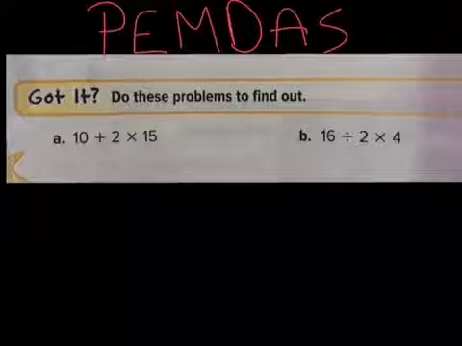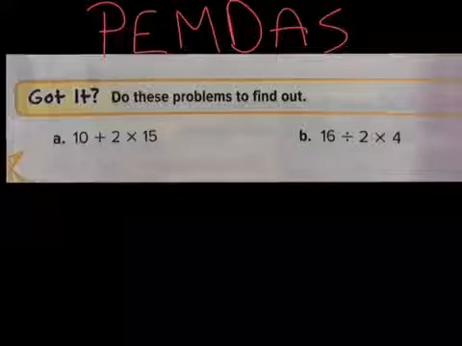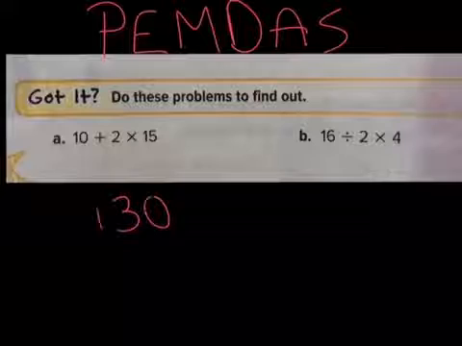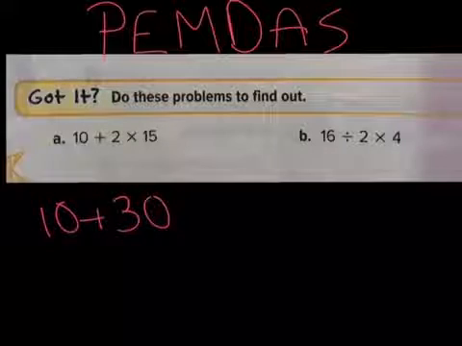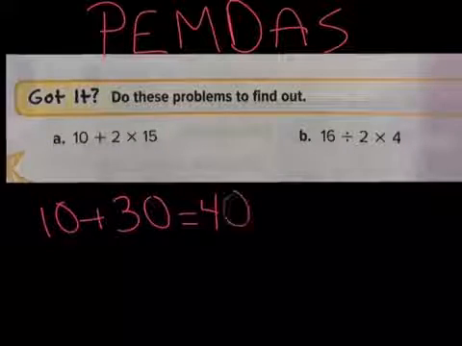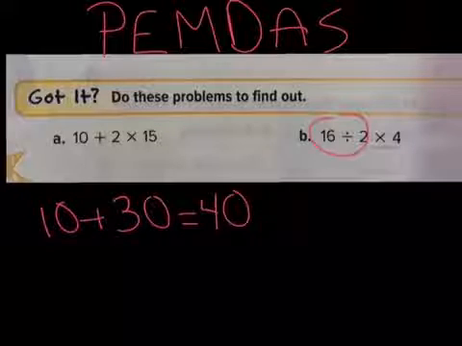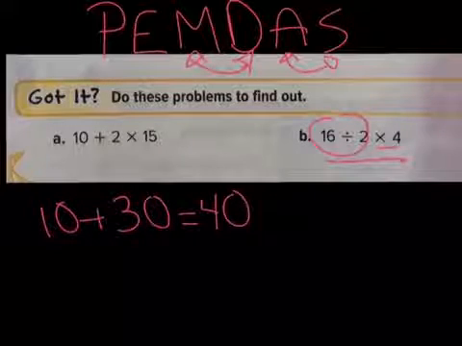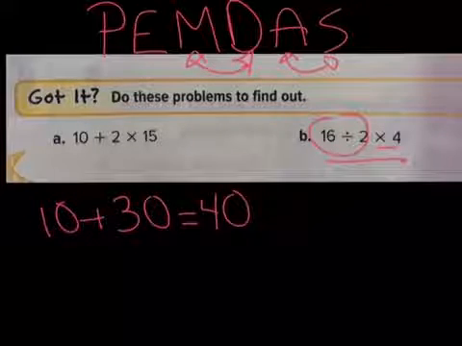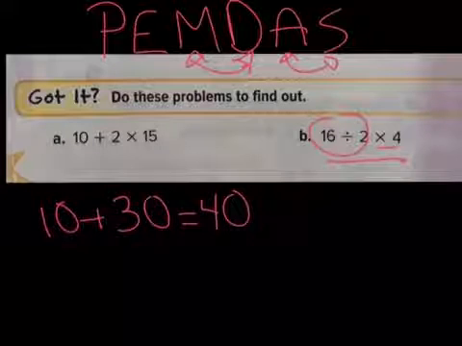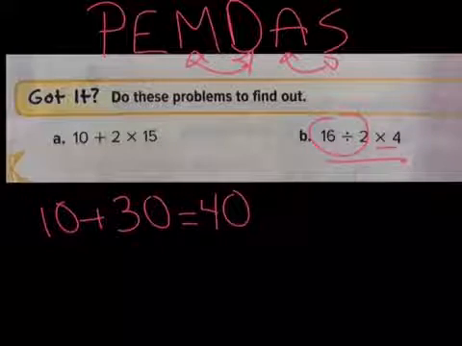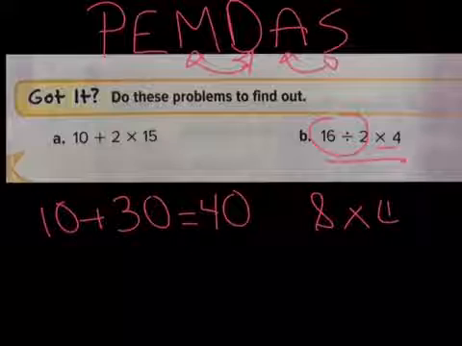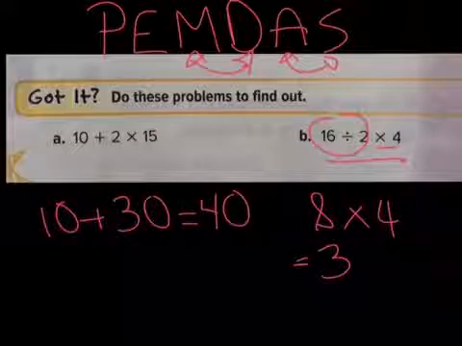I'm going to do multiplication first. 2 times 15 equals 30 plus 10 equals 40. And then over here I divide before I multiply because I just go left to right. Remember, division and multiplication, addition and subtraction can be interchangeable as long as you do them from left to right. Division comes first, so you do division first. 16 divided by 2 is 8, times 4 is going to give me 32.